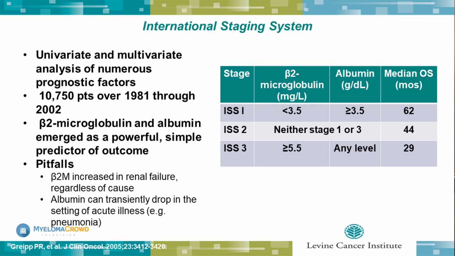But the ISS basically consists of 2 blood tests, the beta-2 microglobulin and the albumin. If your beta-2 microglobulin is really high, you're stage 3. If it's low and your albumin looks good, you're stage 1, and stage 2 is anywhere in between. These median overall survivals are completely out of date. This was derived from patients that were diagnosed from 1981 through 2002. Everything has changed dramatically since that time.